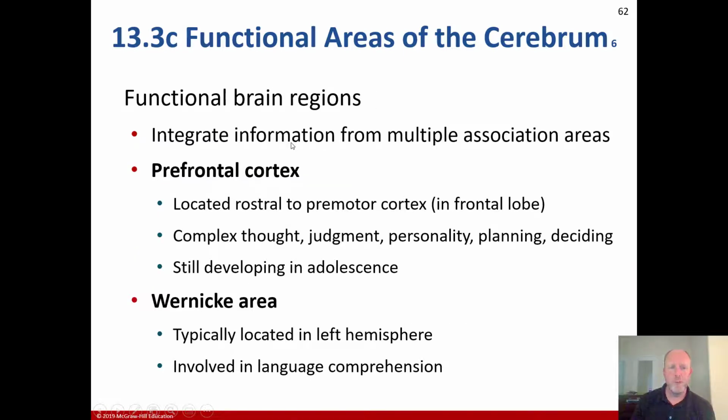As far as other functional brain regions here, we're talking about integration of information from multiple association areas. We have our prefrontal cortex, which is located rostral to the premotor cortex in the frontal lobe. Complex thought, judgment, personality, planning, and deciding occurs here. It's still developing in adolescence. The Wernicke area is typically located in the left hemisphere. It's involved in language comprehension.